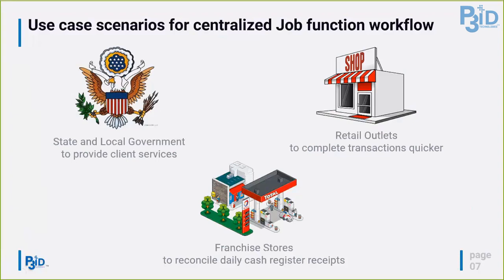Also, things such as cleaning of bathrooms in gas station outlets. Maybe you need to collect the cleaning documentation and send it back to the HQ for compliance reasons. So there's a bunch of different use cases in franchise stores where you can collect documents and send them back to a central location. So 3 great use cases of centralized job function workflow.